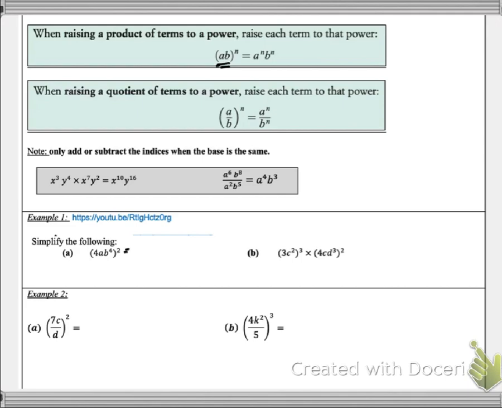We must remember that we only add or subtract indices when the base is the same, and that when we do our operations with numbers, we do those numbers as we normally would. So we look at the examples there.